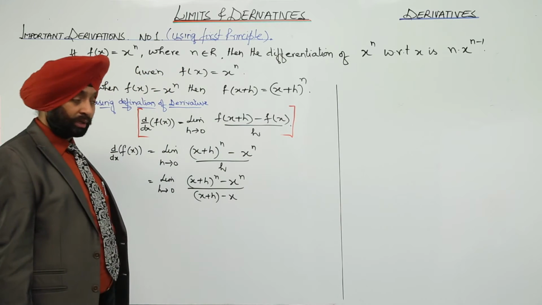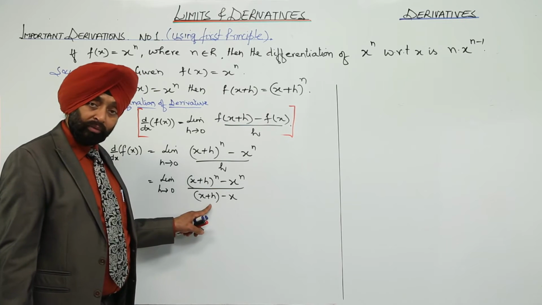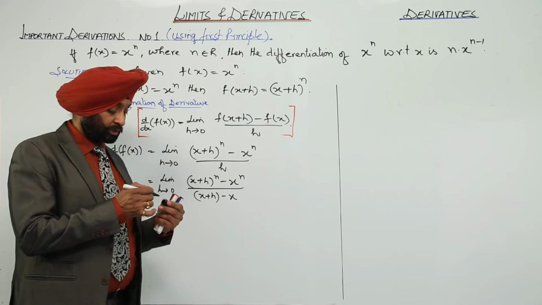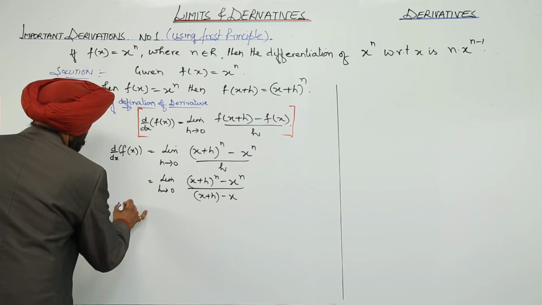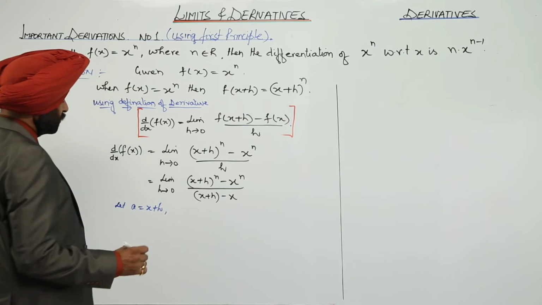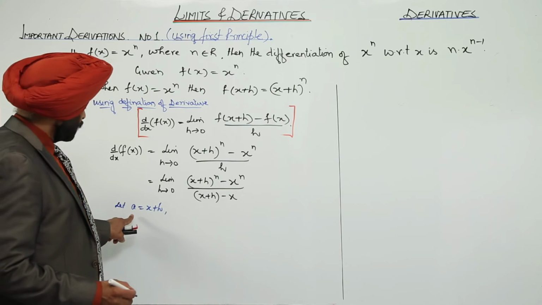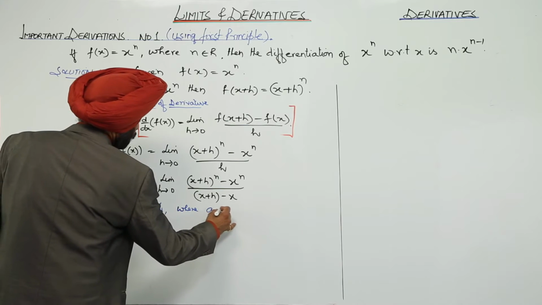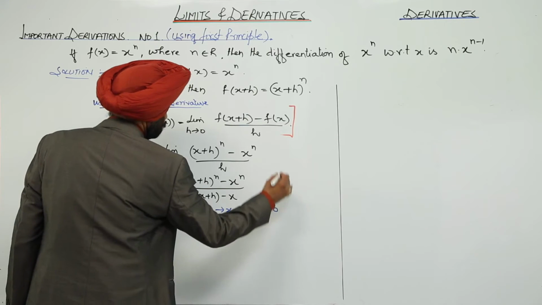Remember one thing, what I have done: if we open the bracket, x and x will cancel and we are left with h. That's what h is here. Why? Because we are going for certain results. Now let a be equal to x plus h. In place of x plus h, we are going to put a, where a approaches to x as h approaches to 0.